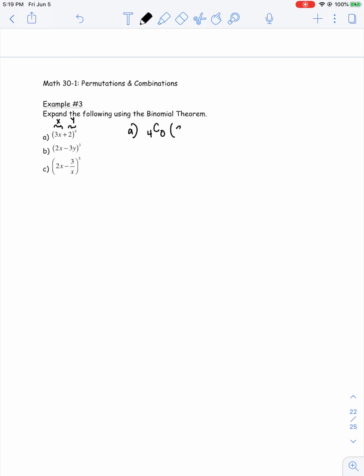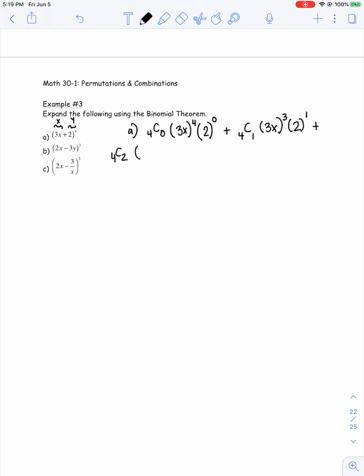So we're going to replace x with 3x, and then we're always going to start with the n value, which is 4. And then our y value is 2 to the power of 0, starting from 0. So that's going to be our first term. Our second term is going to be 4 choose 1, 3x to the power of 1 less than the previous value, so it's going to be 3, and 2 to the power of 1, so that's 1 more than the previous term. And then we keep doing that pattern.